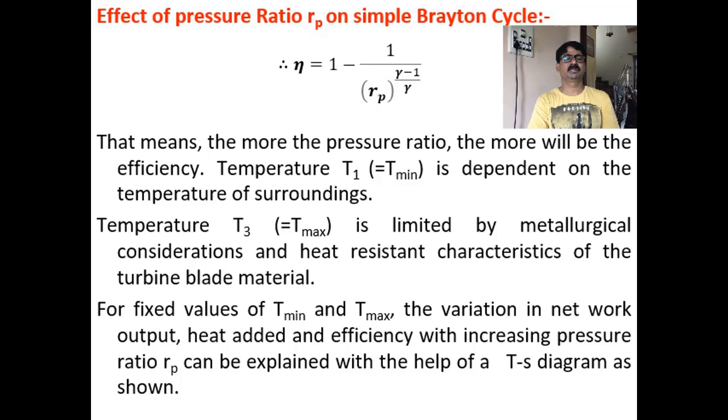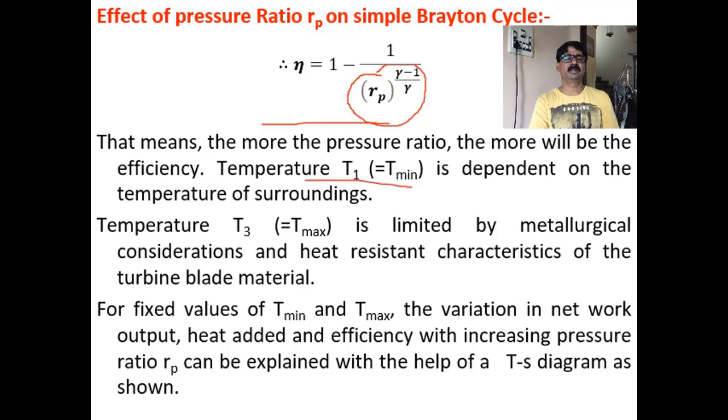Now the effect of pressure ratio Rp on the simple Brayton cycle. For that you have to consider the efficiency expression for the simple Brayton cycle. So go back, recollect. The efficiency of the simple Brayton cycle is 1 minus 1 by Rp to the power (gamma minus 1) by gamma. That means the more the pressure ratio, the more will be the efficiency. So according to this expression, if Rp is increased, this 1 by Rp quantity becomes smaller. So 1 minus a smaller quantity, and eta becomes more.